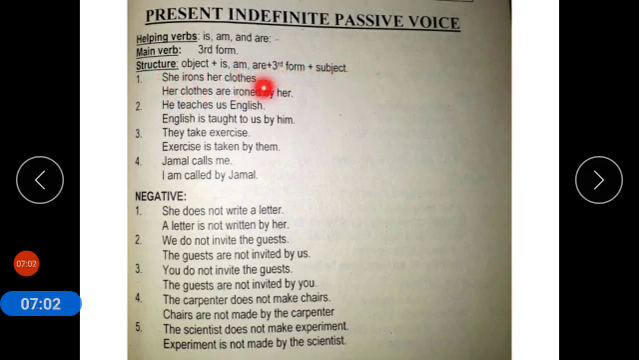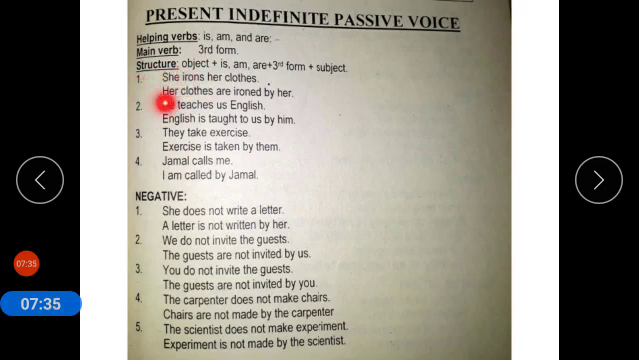So the regular sentence is: she irons her clothes. So she is subject, then irons is form of verb, and then clothes is object. First of all, we have to know what the tense of this sentence is. So the verb will help us in this situation. Irons, the use of s shows that it is present indefinite tense. She irons her clothes, so the verb is telling us that it is present indefinite tense.